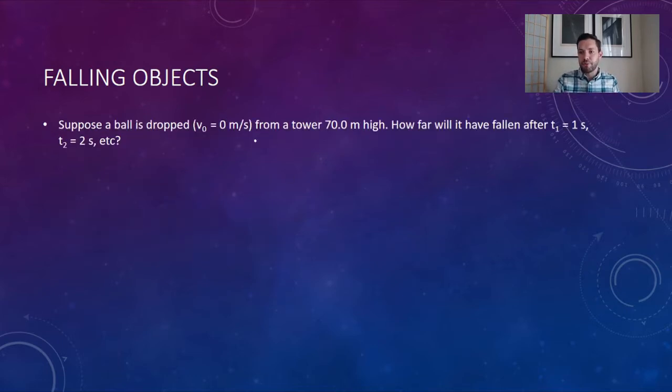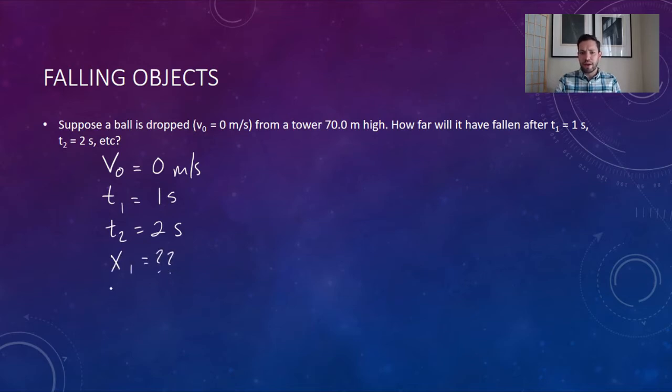If we have a ball that is dropped from a tower, we want to figure out how far it's going to fall after 1 second, after 2 seconds. This tells us, first of all, that our initial starting velocity is 0 meters per second. We're looking at these two particular times. Keep in mind, the height of that tower is actually not important. We don't care about it. We're just looking at the distance that it falls. So we have t1, t2. We're looking for the distance that it falls after 1 second, the distance it falls after 2 seconds. And keep in mind here that our acceleration is g, which is 9.8 meters per second squared.